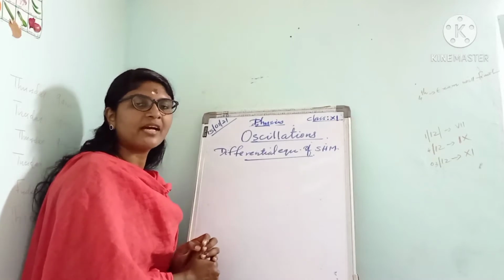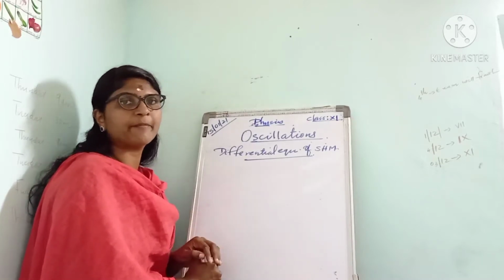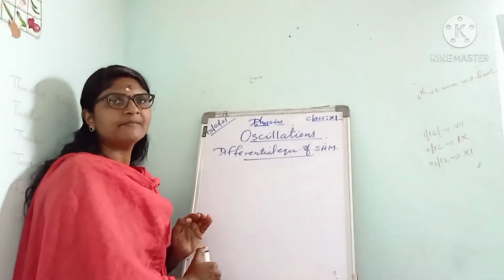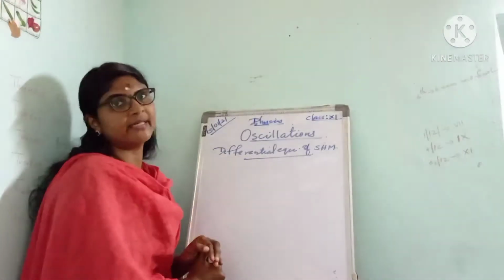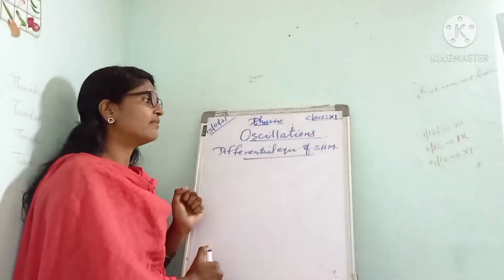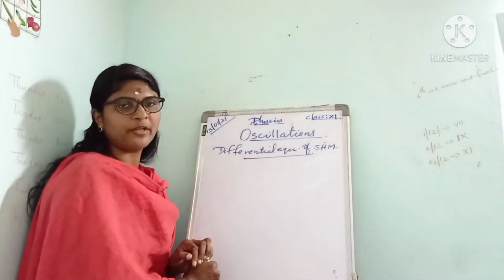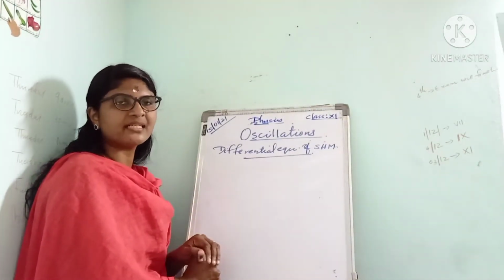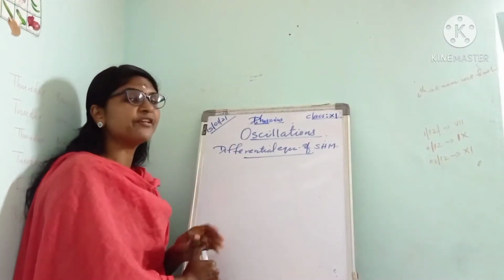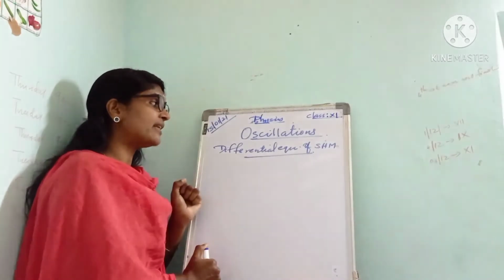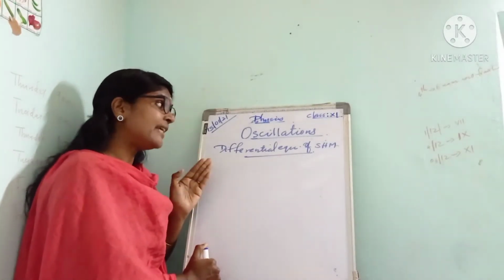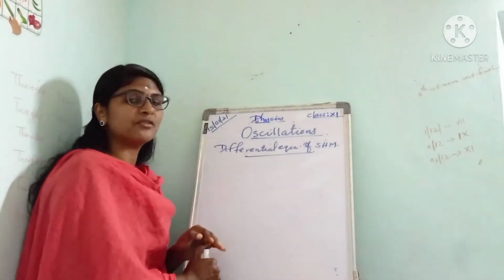Last class we discussed simple harmonic motion, and the necessary conditions for that motion to be simple harmonic. We also learned examples of simple harmonic motion. Today's class we will discuss the differential equation of simple harmonic motion, and obtain the condition for the differential equation.